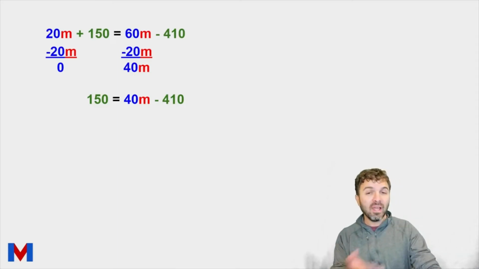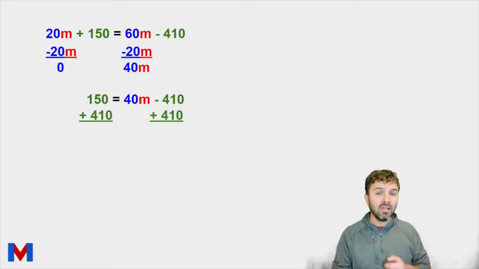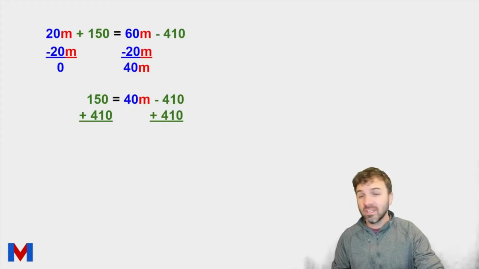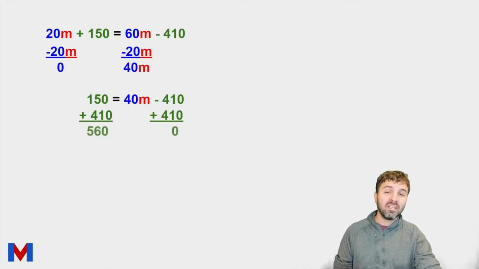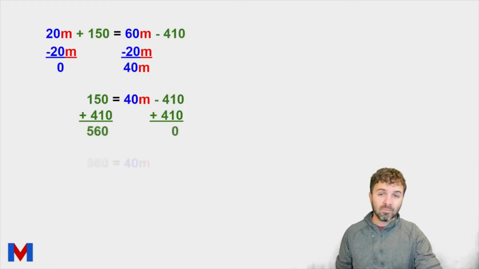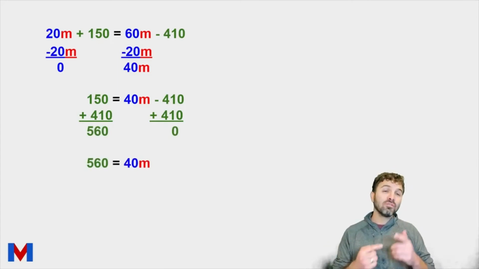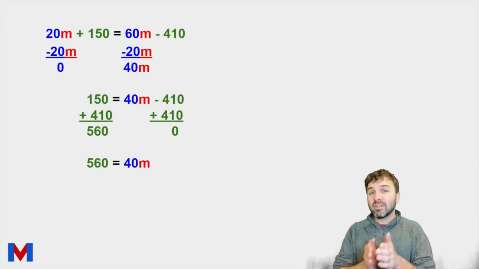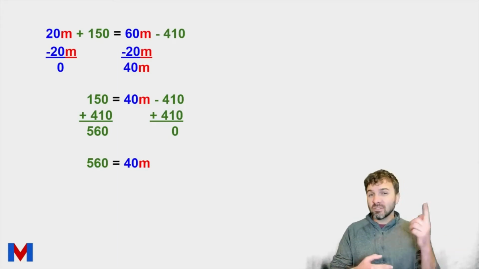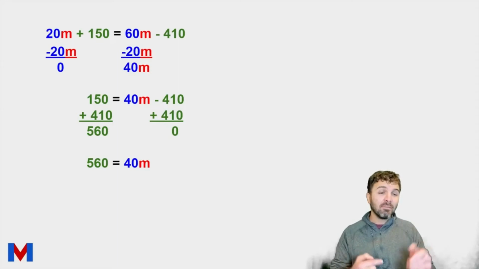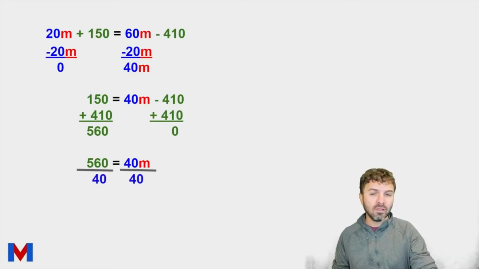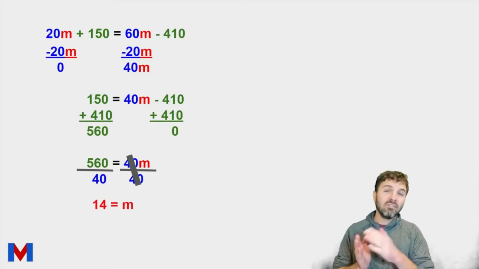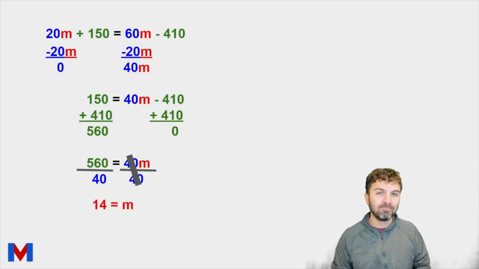Okay. I'm going to add 410 to both sides. That's the inverse of subtract 410 to make that go away. Negative 410 plus 410 is 0. 150 plus 410 is 560. So now I'm left with 560 equals 40 times m, or 40m. And now I need to get rid of that 40. That's 40 times m. That inverse operation is divide by 40. So I'm gonna divide both sides by 40. 40 divided by 40 is 1. 1 times m is m. And 560 divided by 40 is 14.